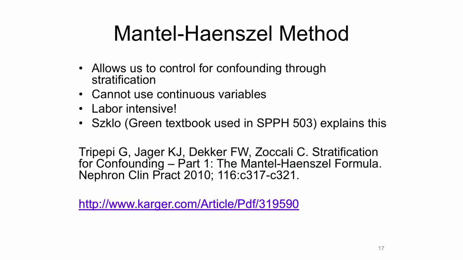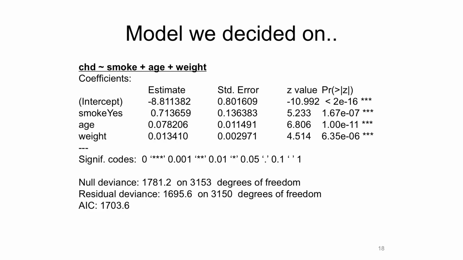Another method that I won't go over today due to time constraints, but you should read up about, is the Mantel-Haenszel method. This method allows us to control for confounding through stratification. A couple of drawbacks of this approach is that you cannot use it with continuous variables, and it's labor intensive. Some good resources for learning about this method are the SPPH 503 textbook and this article from Nephron Clinical Practice.